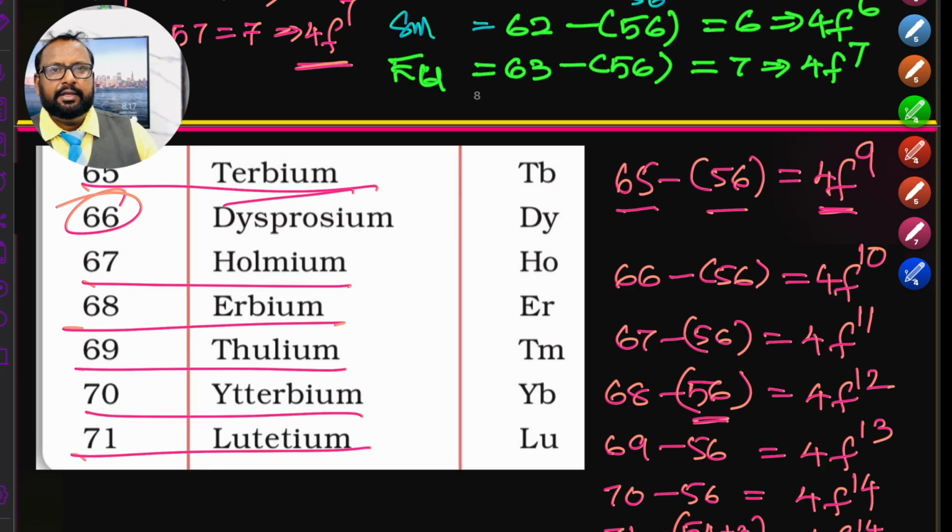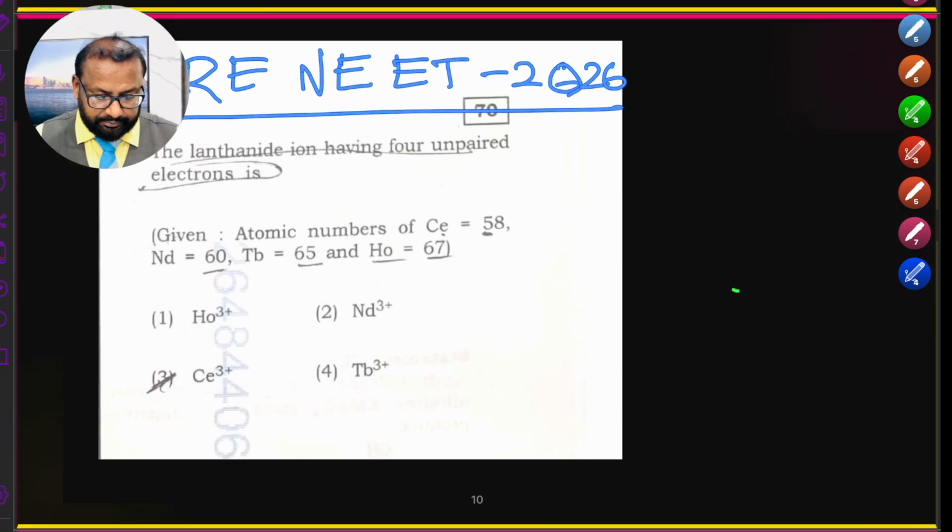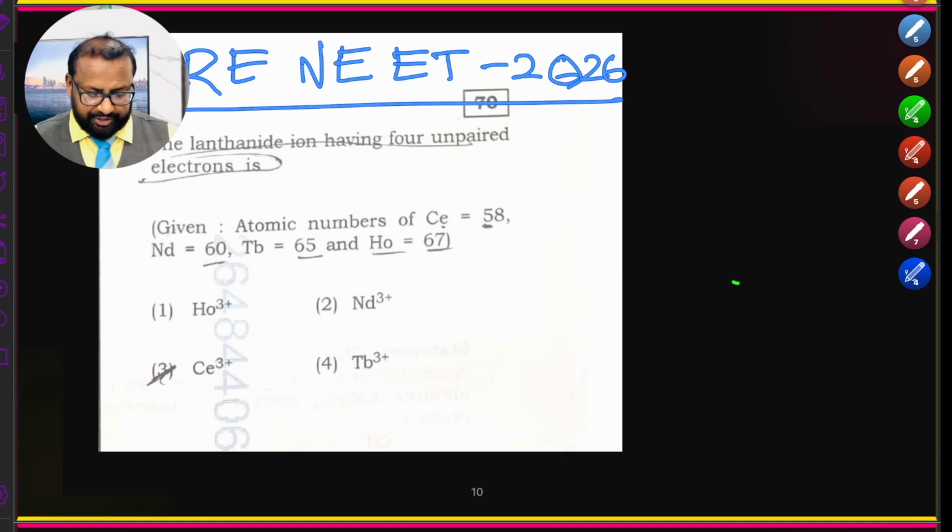In this way, if an element's atomic number is given and you are asked to solve it, just subtract the xenon atomic number and s electrons, and you will get it. You subtract xenon, s and d electrons for the first element, the seventh element and the last element, and you will get the f configurations easily. Let us also see some ions' configuration.